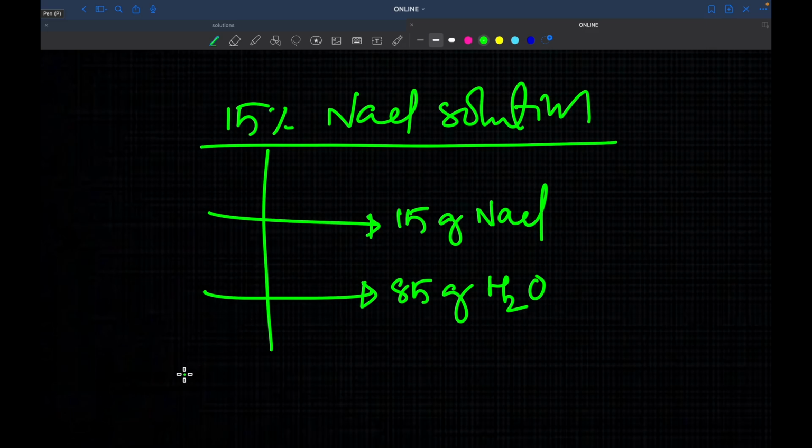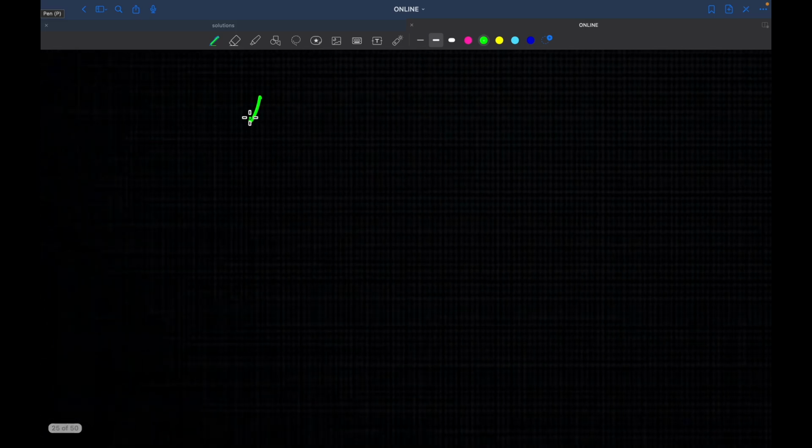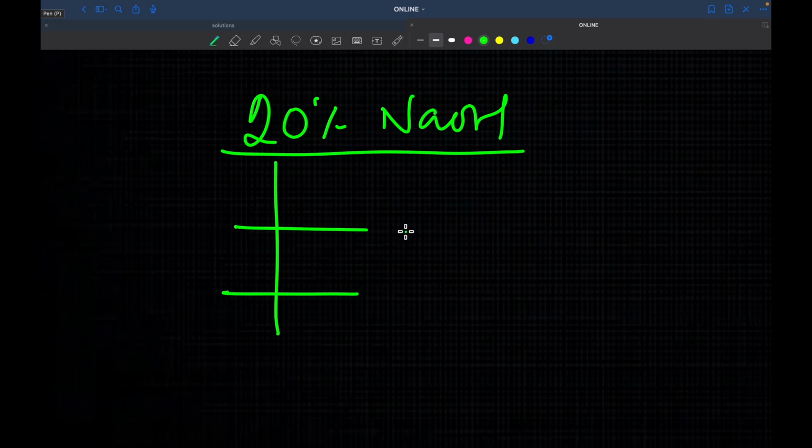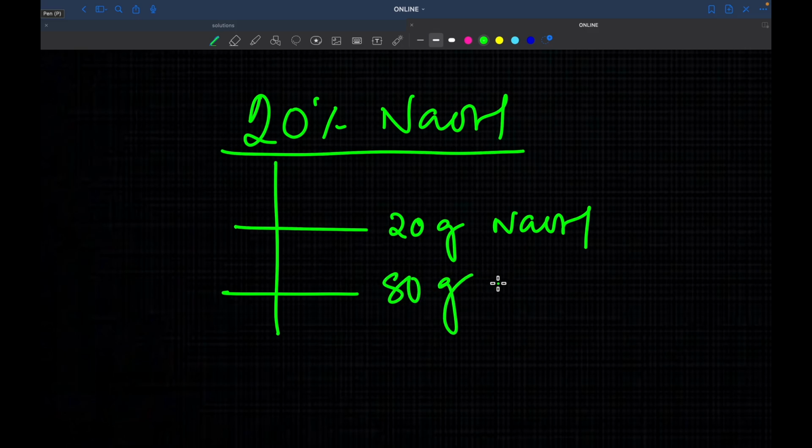Right. Here an indirect question can be asked. A 15% NaCl solution is given. Let's take another example: 20% NaOH solution, right? So how many grams of NaOH do you have? 20 grams NaOH. And how many grams of water is there? 80 grams of H2O is there.